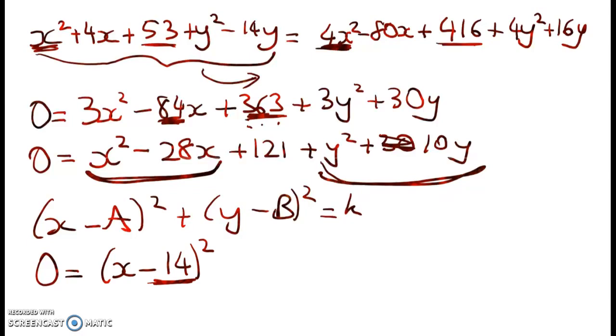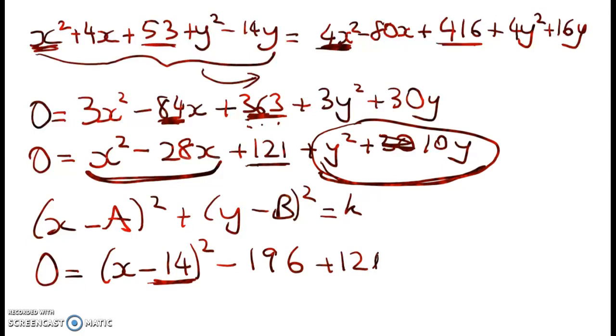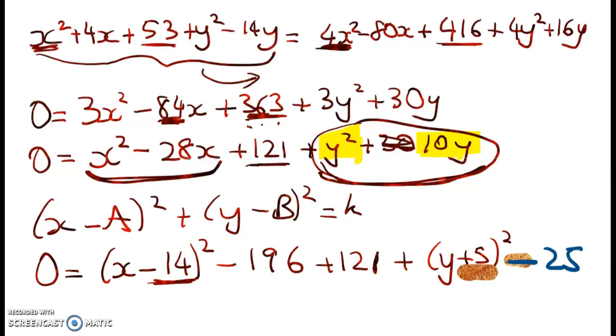Now we've accidentally added in 14 squared, which is 196, so we take that out. We'll leave that 121 sitting right here. Now we do the same thing here. So we get y plus 5 squared, which is going to match up with my y squared and my 10y, but I've now added in 25, so I need to take it out. Oops, wrong pen. So that's minus 25.